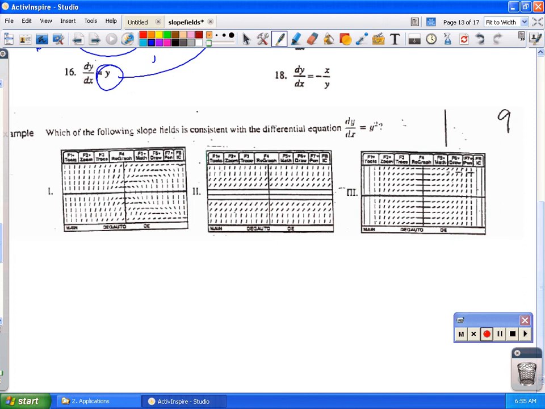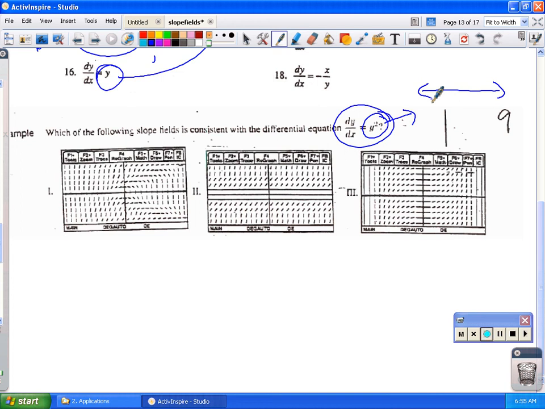Which of the following slope fields is consistent with this derivative? So in other words, here's the derivative, you find the slope field. What's the first thing you notice? The derivative depends only on y. If the derivative depends only on y, what do we say? We're looking for a slope field of tangent segments that are parallel to each other. So I'm looking for rows of slopes that are the same.